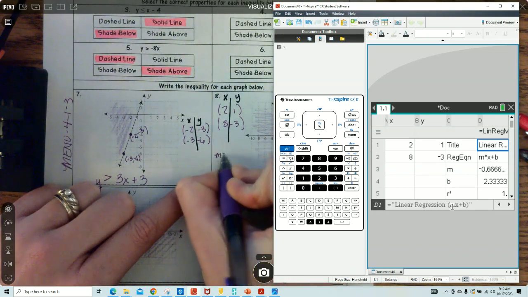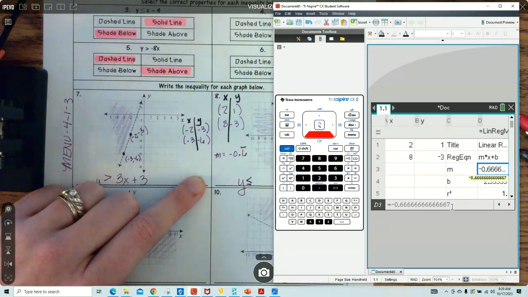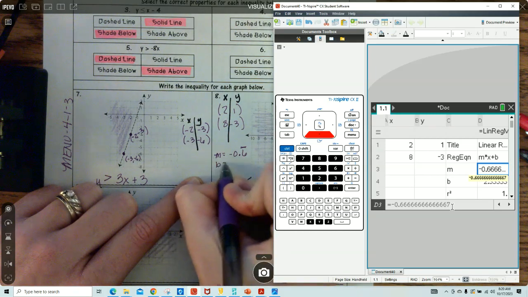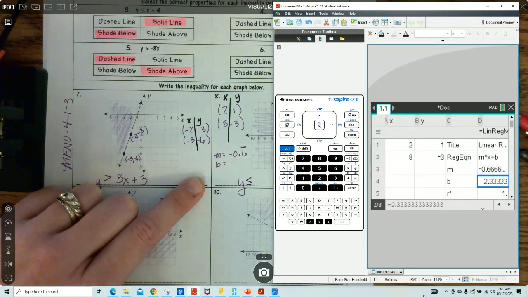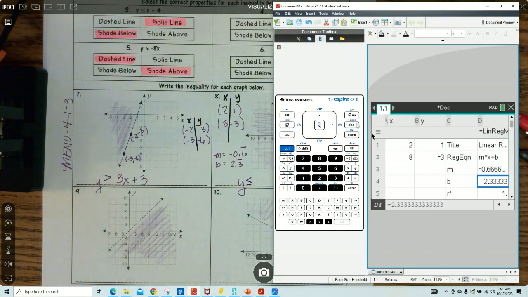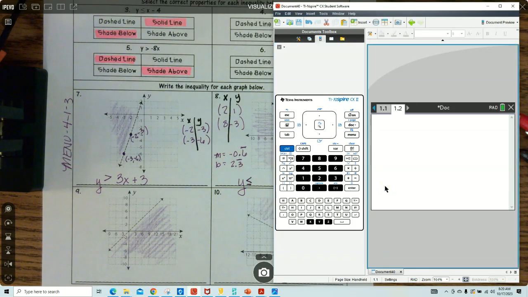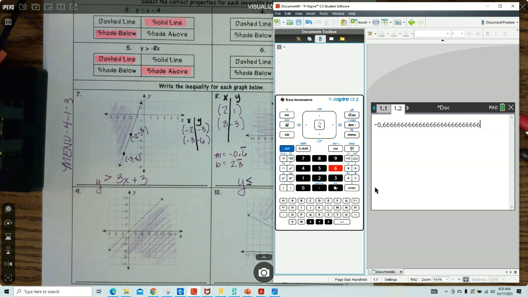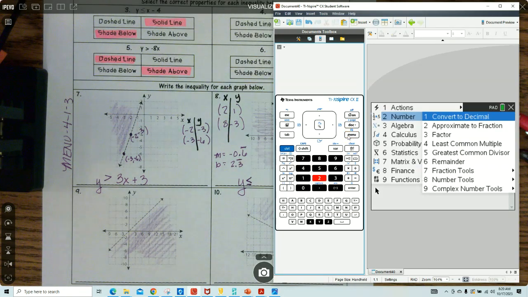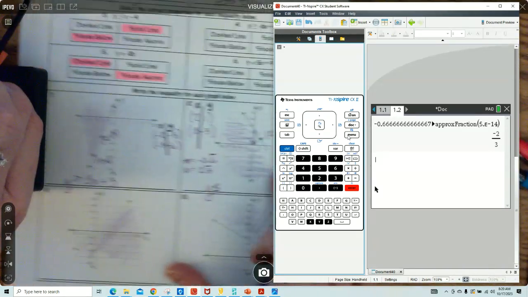So m, the slope, is negative 0.6 repeating. B, the y-intercept, is 2.3 repeating. So I'm going to open, I can just go home. From that page that I was on, I can press home and then the calculator page. And I can type these in. So negative 0.6 repeating. The 6 repeats, so a bunch of the 6s. And then it's menu 2, 2. So my slope is negative 2/3.